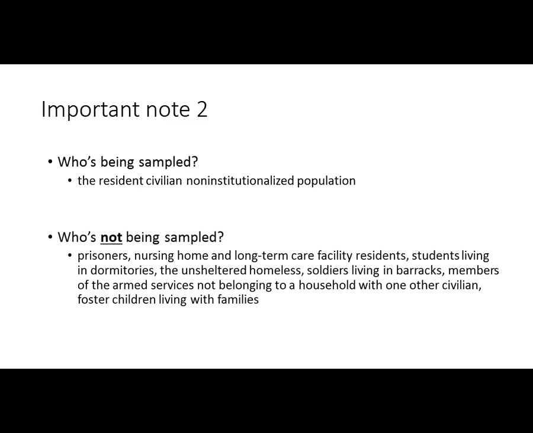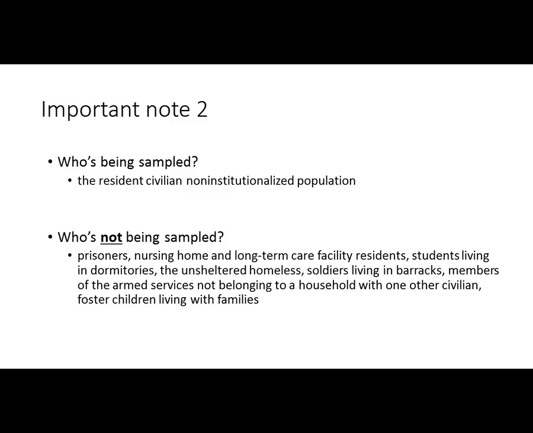The second important note is that we need to ask who's being sampled. The current population survey only samples the resident, civilian, non-institutionalized population. That's a quote from the Census Bureau's methodology. What this means is that a lot of people are not even included in the current population survey sample. Prisoners are considered institutionalized, so they are not sampled. Nursing home and long-term care facility residents, people with, let's say, severe lifelong disabilities, these people are also considered institutionalized, so they are not sampled.